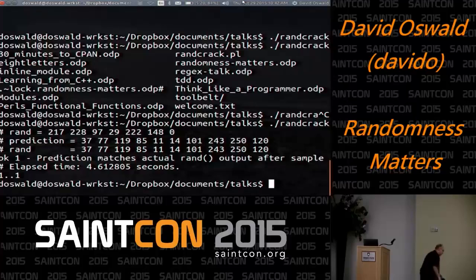And you think, well, it's because it's Perl, right? No, Perl's rand uses C's rand, okay? And if we were doing the same little hack in C, it would take just a fraction of a second.